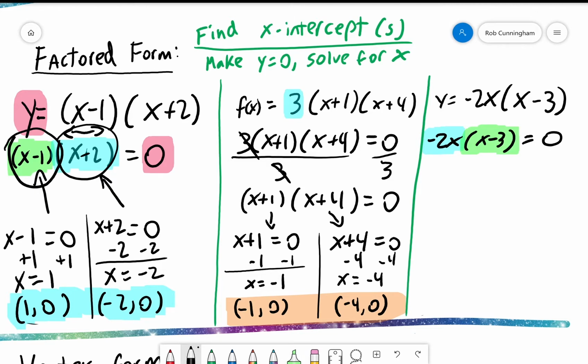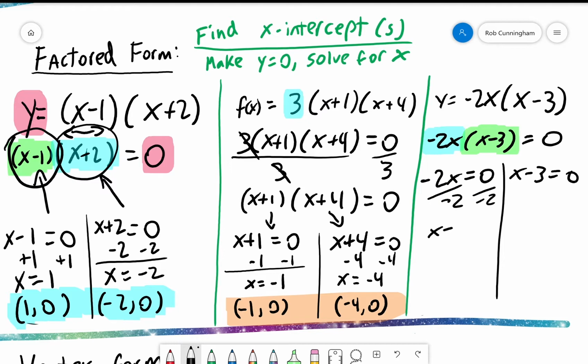And the answer is no. No, it doesn't change anything. The same method still works. We still have two factors multiplied together to make 0. So we're still going to take each factor and set it equal to 0. Over here on the left side, -2x equals 0. Divide both sides by -2. You get x equals 0. On this side, add 3 to both sides.